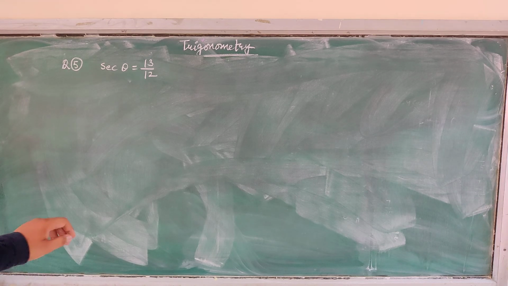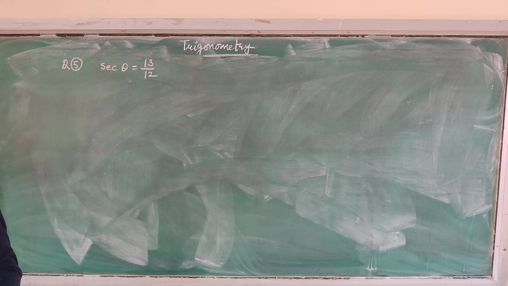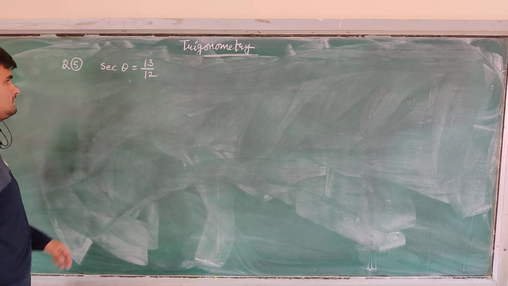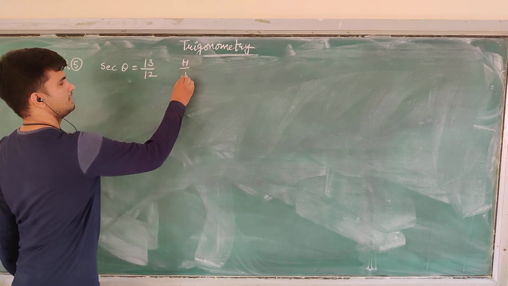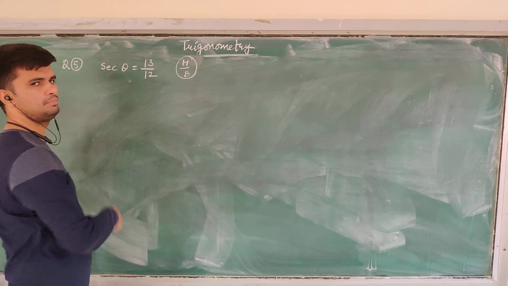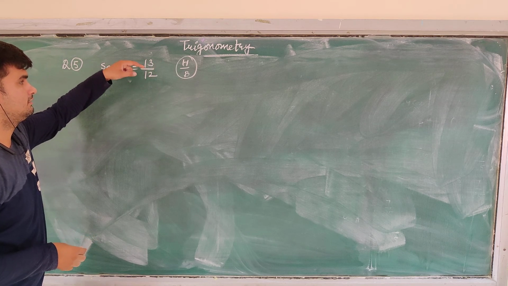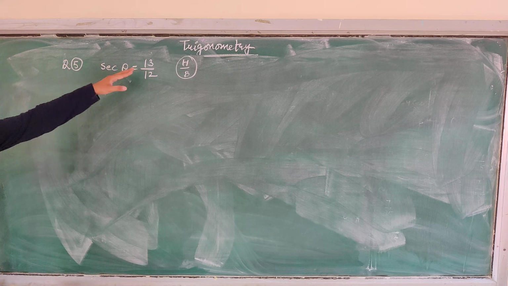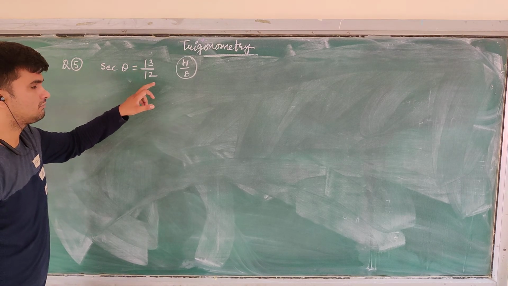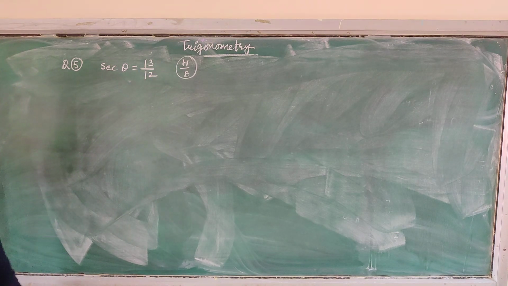Now come to question number 5. In this it is given that secant theta is equal to 13 by 12. Calculate all other trigonometric ratios. We know that secant theta is equal to H by B. Right? It means here it is given that ratio between hypotenuse and base is 13 by 12. This 13 and 12, it is not the actual value of hypotenuse and base.